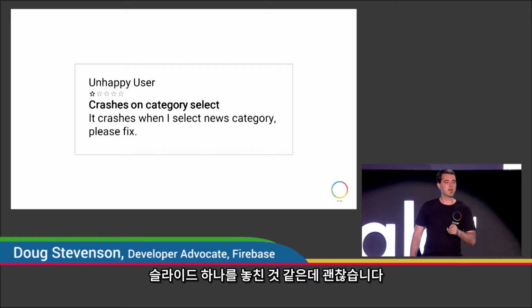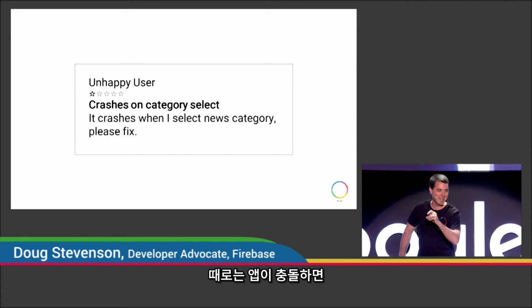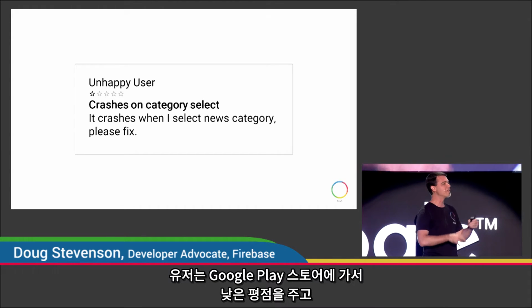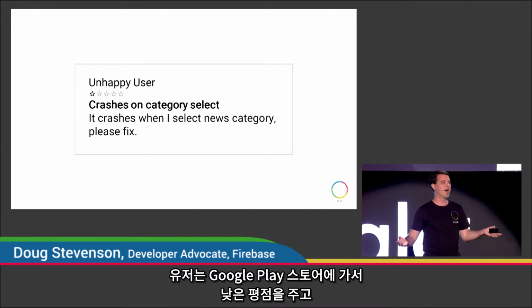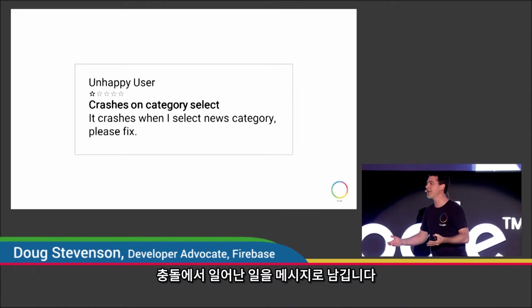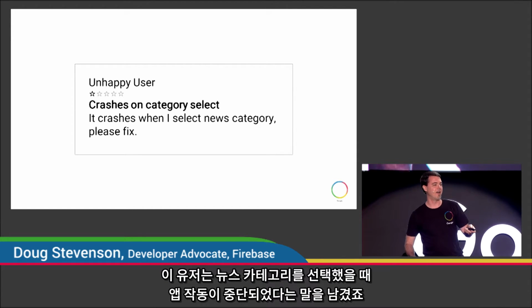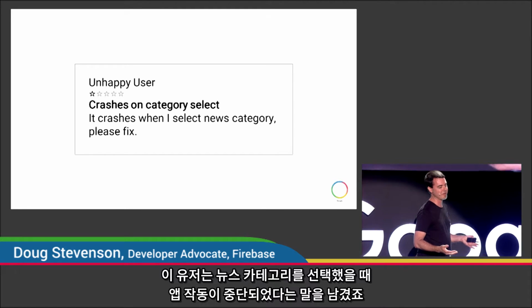Well, that's kind of hard. I think I missed a slide, but that's okay. So sometimes when your app crashes, users will want to go to the Play Store and create a rating, a low rating, and then say in the message what happened with the crash. So in this case, an unhappy user said, it crashes when I select the news category.